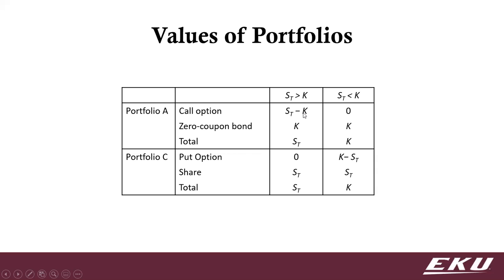If the strike price is higher than the stock price, I don't have to exercise. So instead of having some negative value, the lowest it can go is 0, right? The zero coupon bond is going to pay us K, by definition of that bond. And so if you add these totals together, you're either going to get S sub T if it's bigger than K, or you get K. So you get either one.